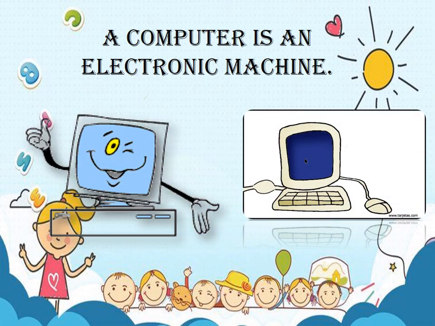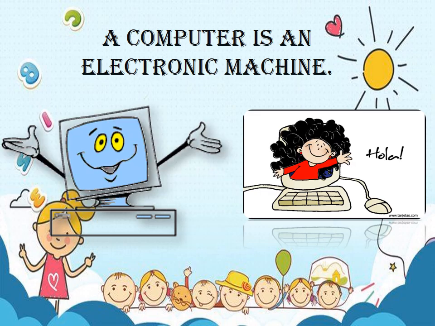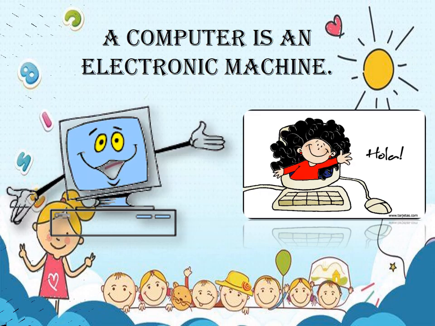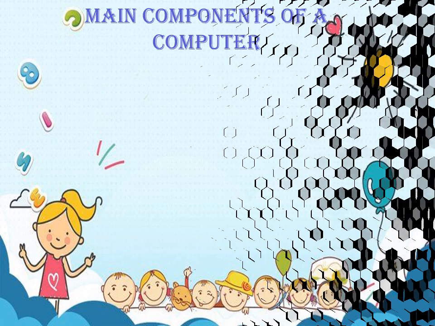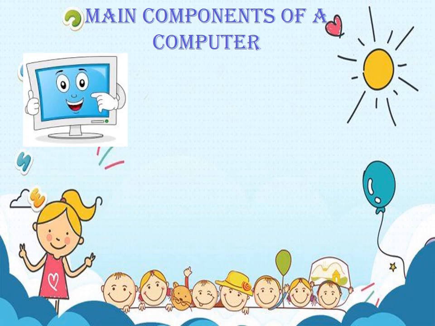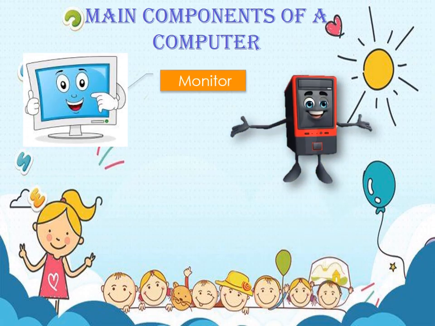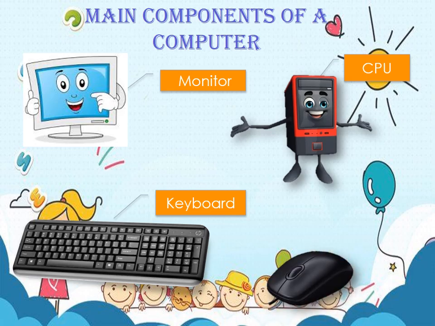A computer is an electronic machine. Main components of a computer: monitor, CPU, keyboard, mouse.